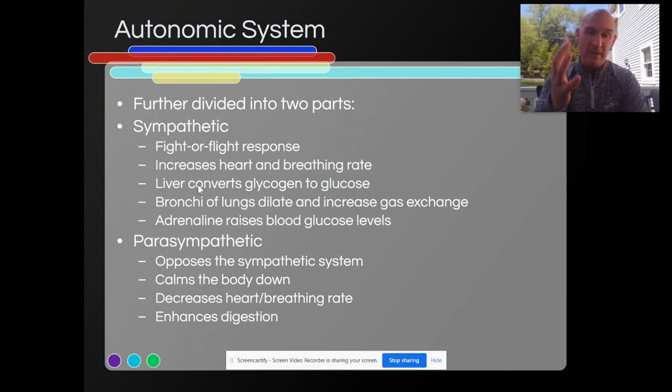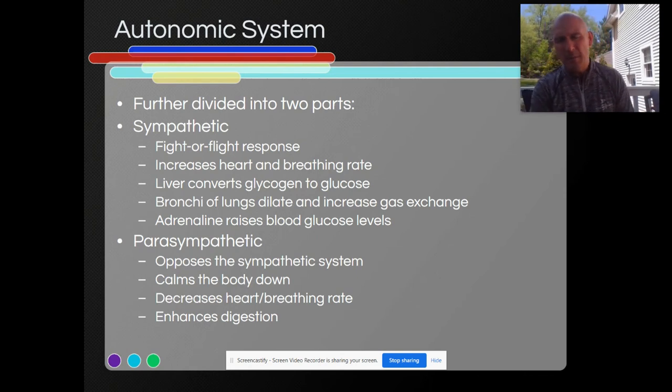Well, if you're going to fight or you're going to run, we need to start getting energy to your muscles, right? So increased heart rate, increased breathing rate brings oxygen, more cellular respiration, right? All that kind of stuff. We need a fuel source, so your liver starts converting glycogen, storage for glucose, a polysaccharide, into glucose, which can be used directly by your mitochondria. Bronchi of your lungs are dilating, right?